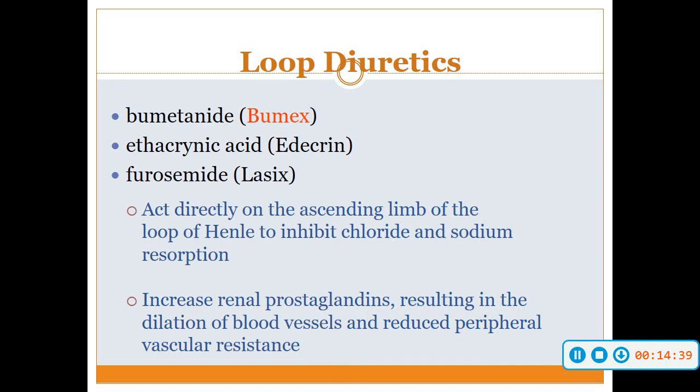So Bumex or bumetanide, Lasix, furosemide, those are very common to you guys. They're loop diuretics. Okay, they act on the ascending limb of the loop of Henle. They inhibit chloride and sodium reabsorption. So they let sodium leave, and if sodium's leaving, it's bringing water with it. Okay, it also releases potassium.